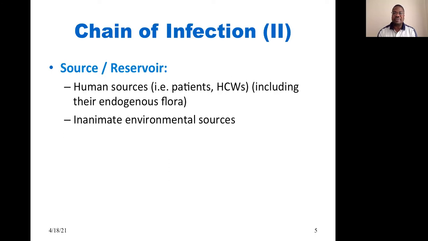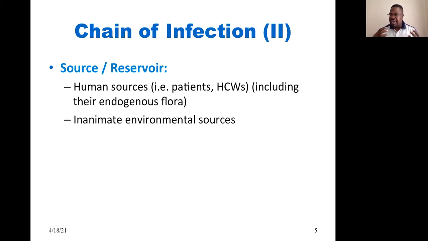Then the second element in the chain is a source or a reservoir, okay? The reservoir can be a human body, a human host. In the hospital setting, the reservoir can be the patient, the healthcare workers, or the visitors, because they have the endogenous normal flora. Just look at our lecture on normal flora, to see the amount of bacteria that covers our human host, our cells.